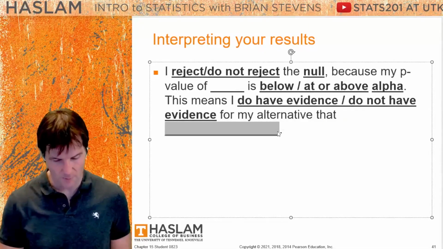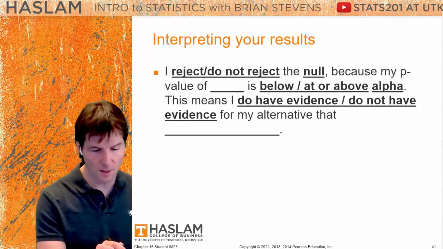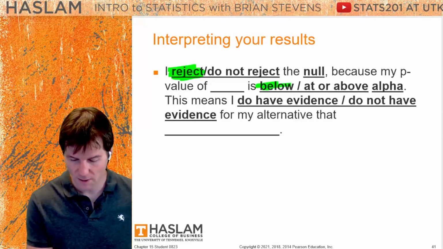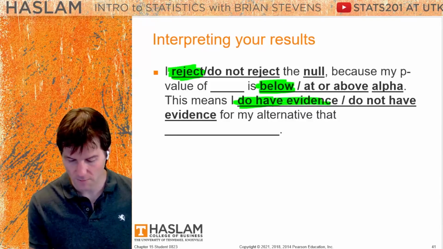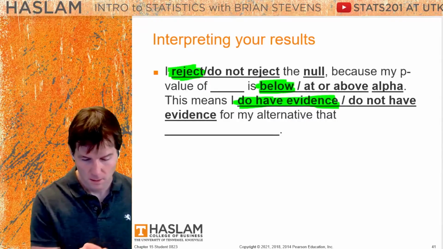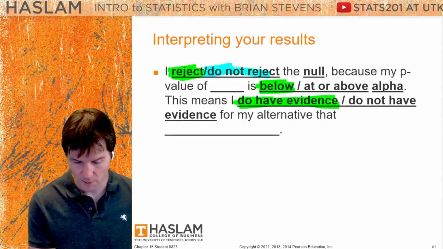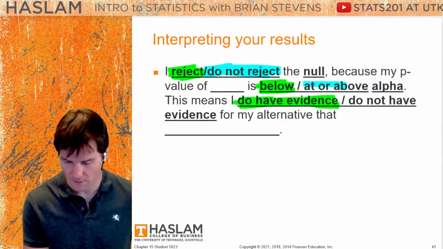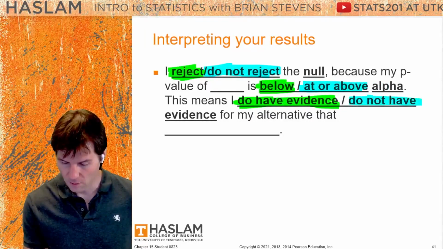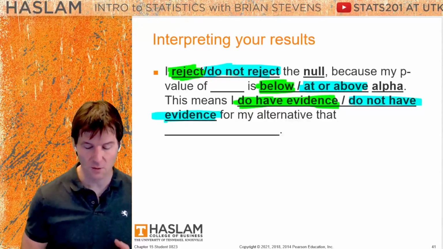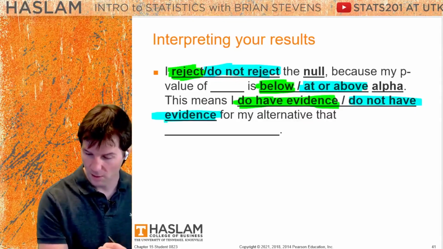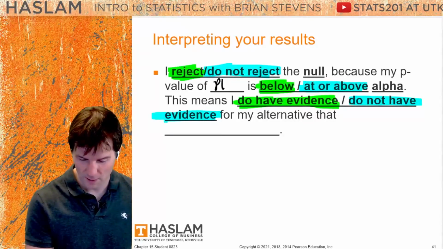We're going to do an example. Color coding this to help out. When you reject, it's because your p-value is below alpha and you do have evidence for your alternative. When you do not reject or fail to reject, statisticians will say your p-value is at or above alpha and you do not have evidence for your alternative. Because you do not reject the null, you do not have evidence for your alternative.